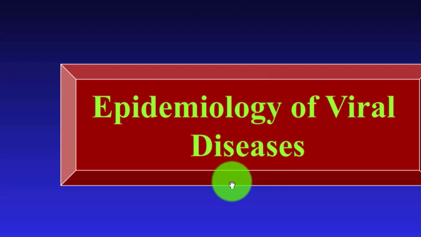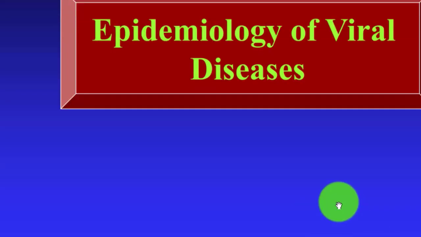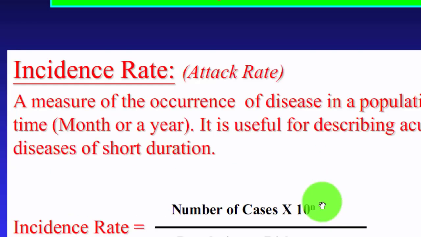Epidemiology of viral diseases. Commonly used terms: incidence rate, attack rate, a measure of the occurrence of disease in a population over time, month or a year. It's used for describing acute disease of a short duration.